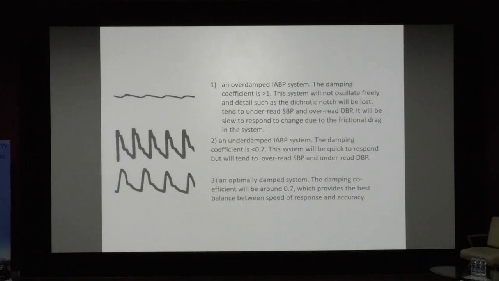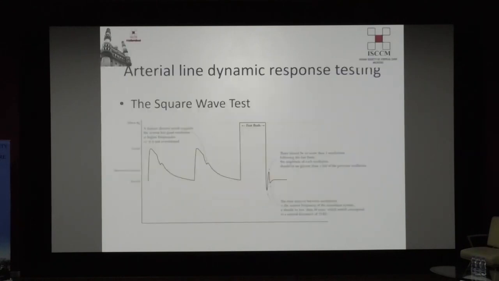Now, in an optimally damped system, the ideal is around 0.7. This provides the balance between the speed of response and the accuracy. Now, how do we test this response? We do a square wave test.